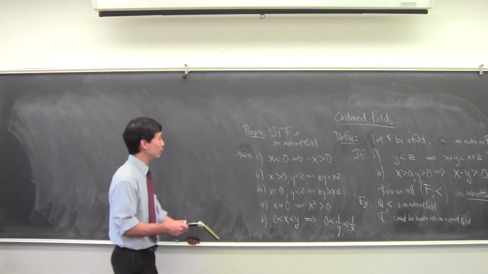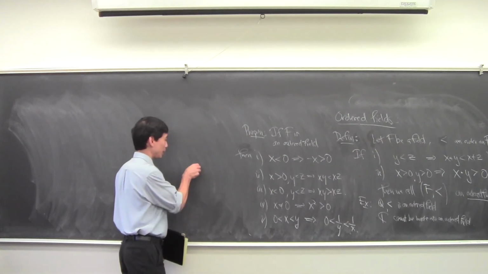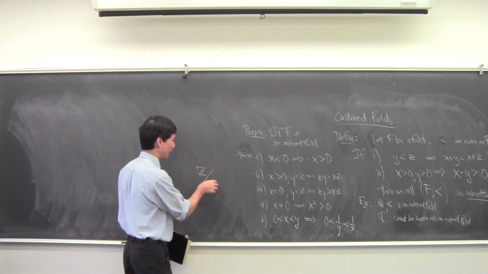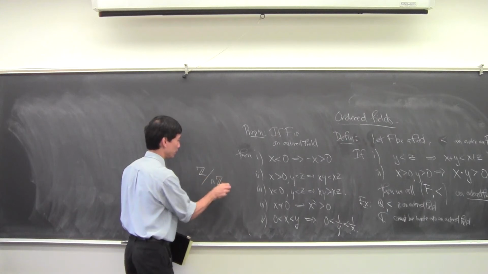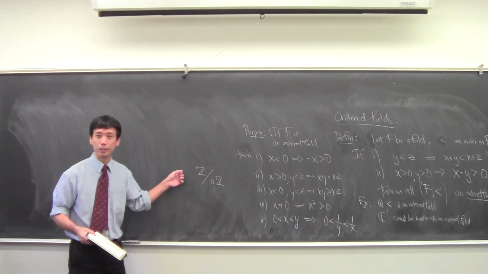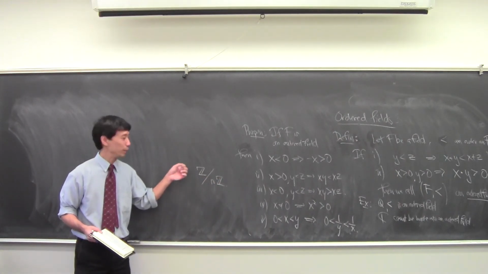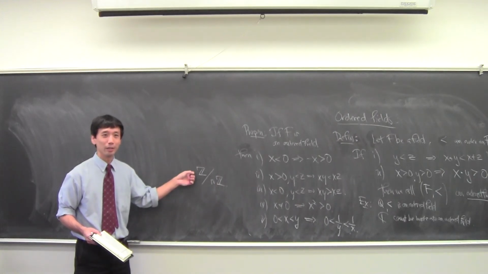Let me ask just one question. Suppose you take the integers and you mod them by some number n, so Z mod nZ. Do you know what I mean by this? I hope you do. Is that a field?